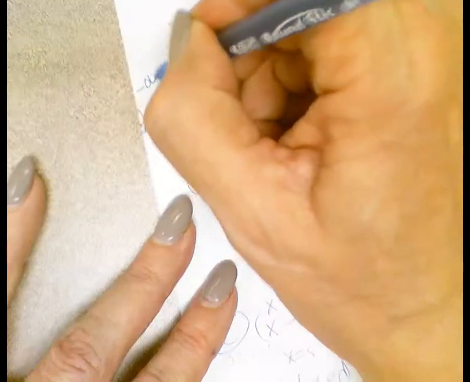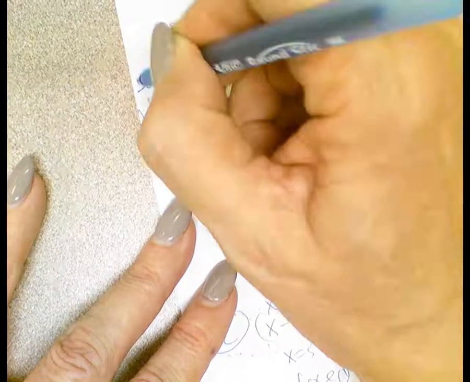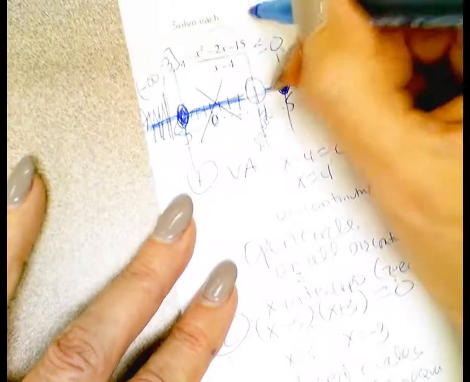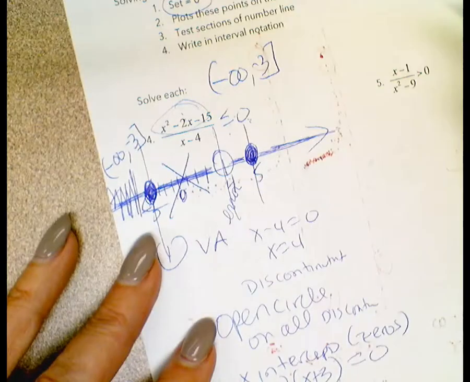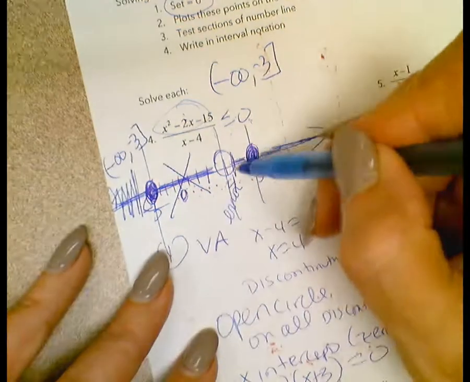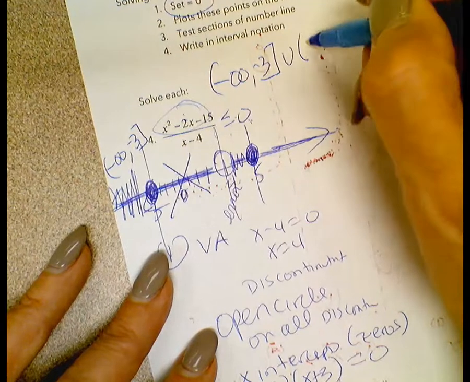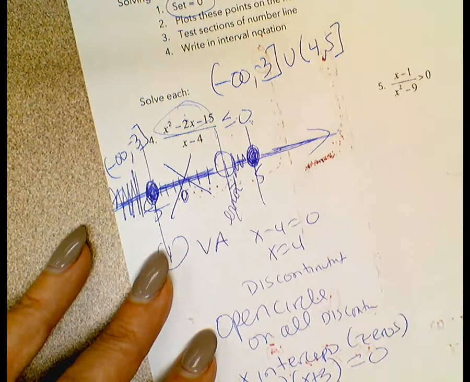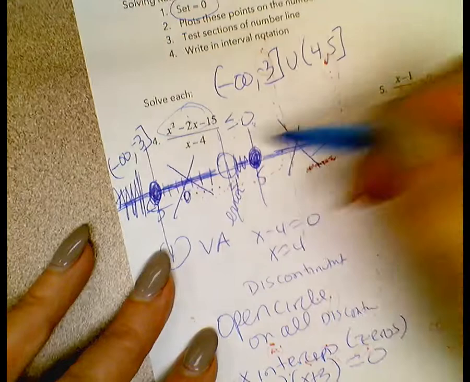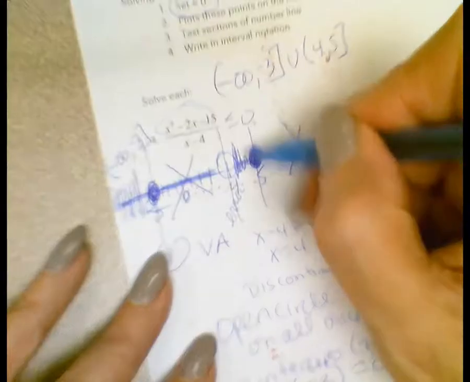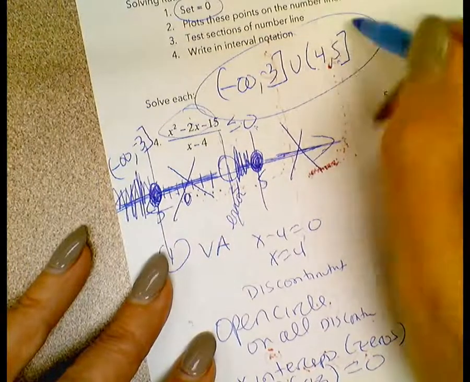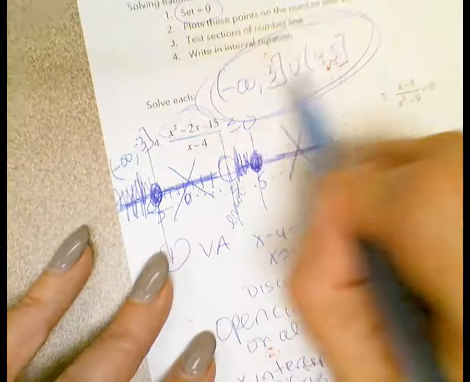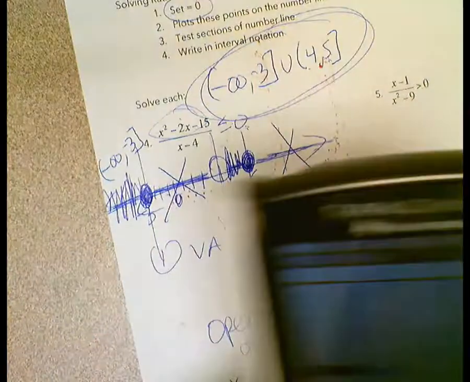So from negative infinity to negative 3, bracket. That works. And then this section from 4 to 5 works. And this section does not work. So this section does, this section does, and these two sections do not. This is when it's less than 0. This is the only time that the graph will fall below 0. We're going to look at that.